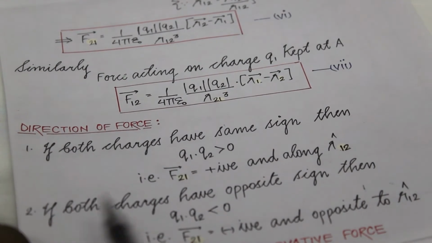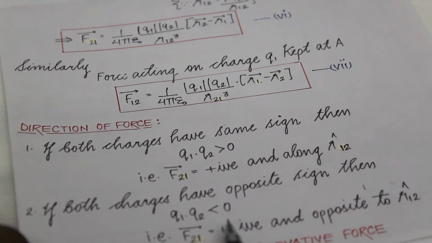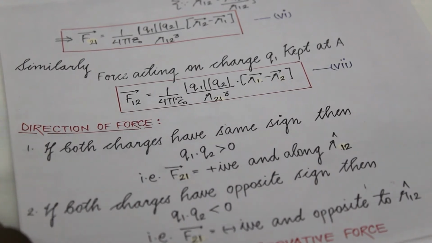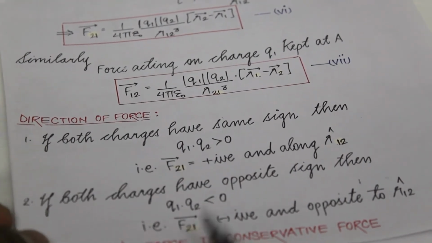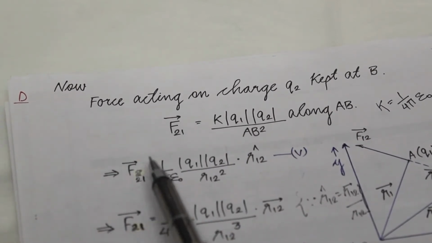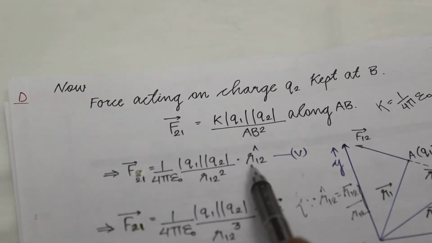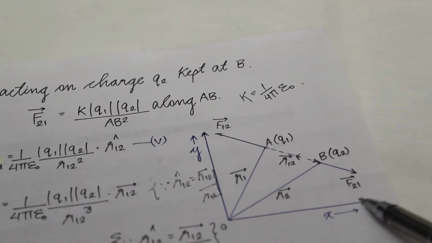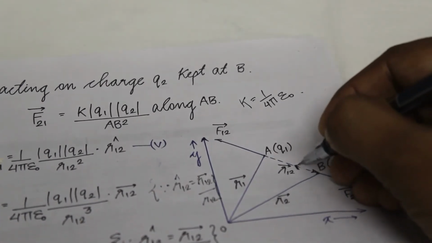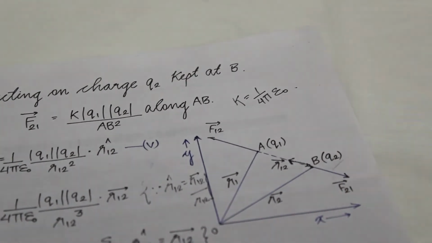But if both the charges have opposite sign, then q1 into q2 has to be less than 0. If one is positive 5 and the other is negative 7, the answer is minus 35, which is less than 0. If such a thing happens, then F21 vector will be negative. So the direction of F21 vector will be opposite to the direction of R12 cap. It means in that case the direction of F21 vector will be along this arrow. Hence we can conclude that both the charges will attract each other.